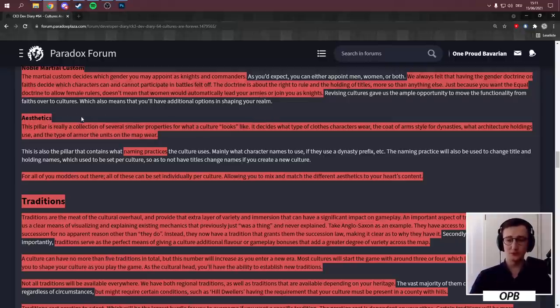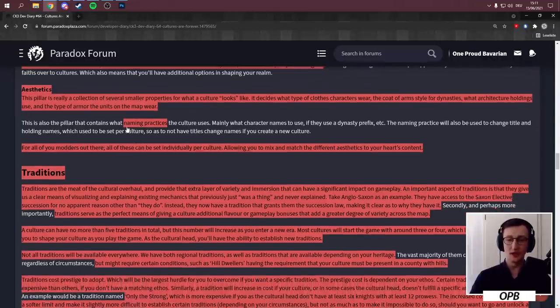Aesthetics. This pillar is really a collection of several smaller properties for what a culture looks like. It decides what type of clothes characters wear, the coats of arms style for dynasties, what architecture holdings use, and the type of armor the units on the map wear. It also does naming practices and so on.